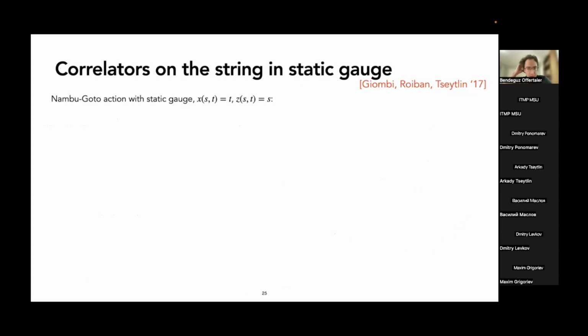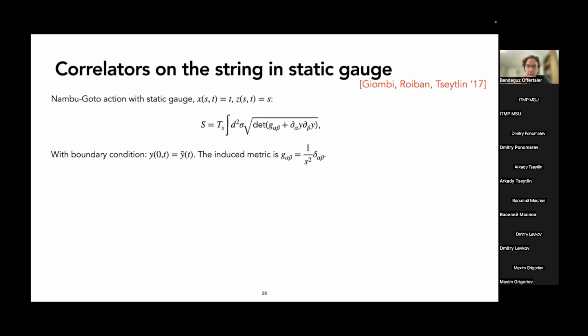Okay, to get some better understanding of these correlators, let me review how they are computed at strong coupling in the static gauge following this paper. So in static gauge, we identify the string worldsheet coordinates T and S with the AdS2 bulk coordinates x and z. So the AdS2 coordinates are non-dynamical, and only the transverse coordinate y is dynamical. The string action is just a Nambu-Goto action with this boundary condition for the transverse coordinate.